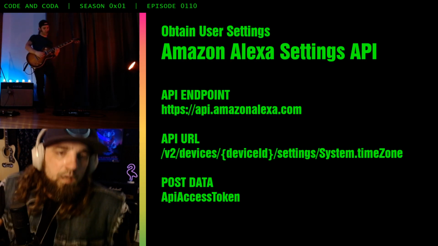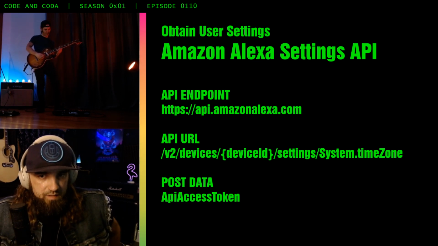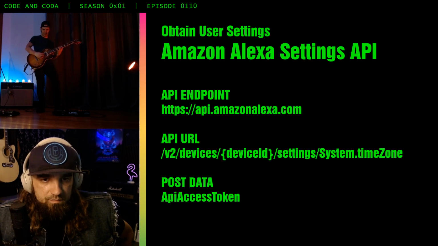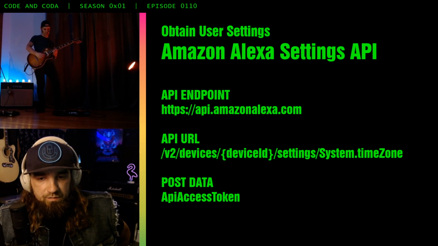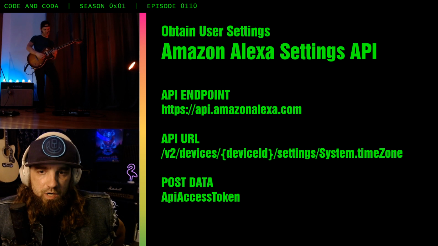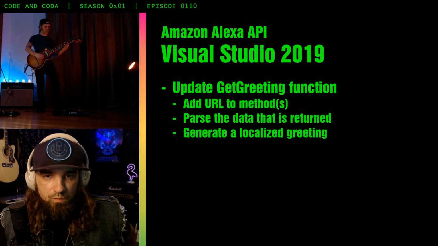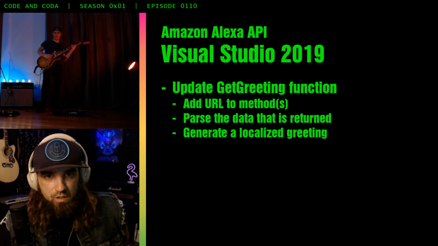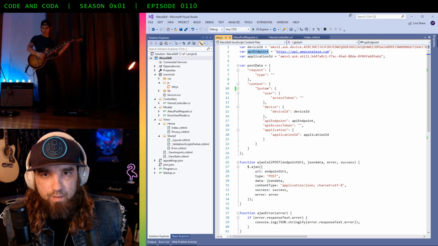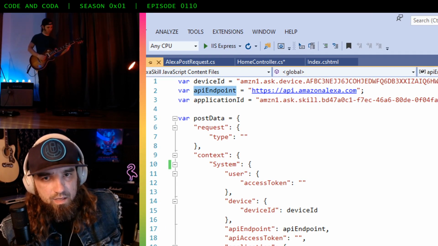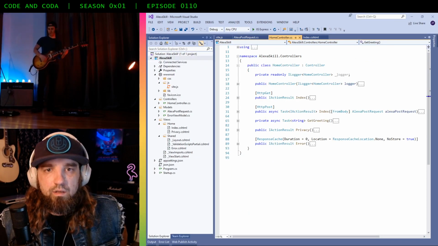Here we go. So, we looked at the Amazon API endpoint that we are sent in the request. We also have a second half of that endpoint, which is the API URL, and that's specific to the information that we want to receive. In this case, we were trying to get the time zone of the device. So we updated our getGreeting function in C#, added those URLs to our methods, and then parsed the data that came back. Now remember, the API endpoint is sent to us from Alexa, but not everything is.